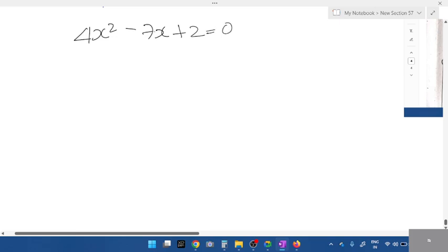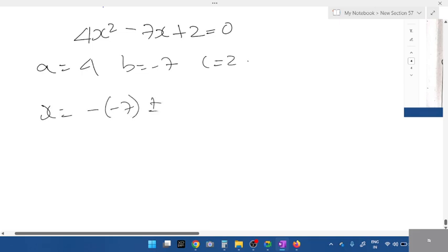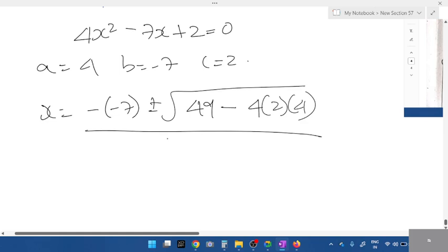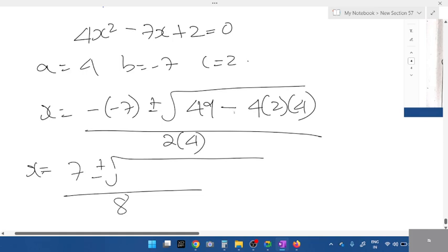Plus 2 is equal to 0. Now, same: A is equal to 4, B is equal to minus 7, C is equal to 2. X is equal to minus of minus 7, B square. B square is 7 square, I write it as 49, minus B square minus 4AC, 4 into 2 into 4, divided by 2 into A, that is 2 into 4. 7 plus minus. What's the answer, students?